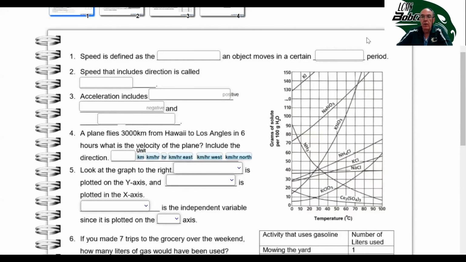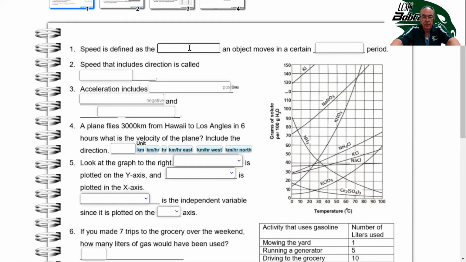Okay, welcome back. We're going to be going over the study guide for the benchmark. This is page 1. Speed is defined as distance divided by time. Like when you think of speed on the interstate and you see the signs posted on the side of a road, it says miles per hour. Per means divided by. So that's miles, which is distance, per unit of time, and that would be like the hour. So it would say miles per hour. Speed that includes direction is velocity.